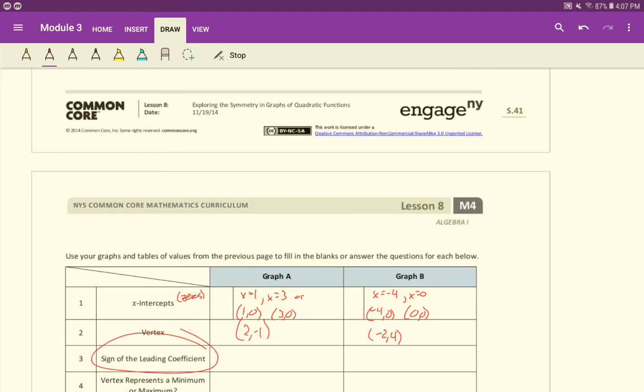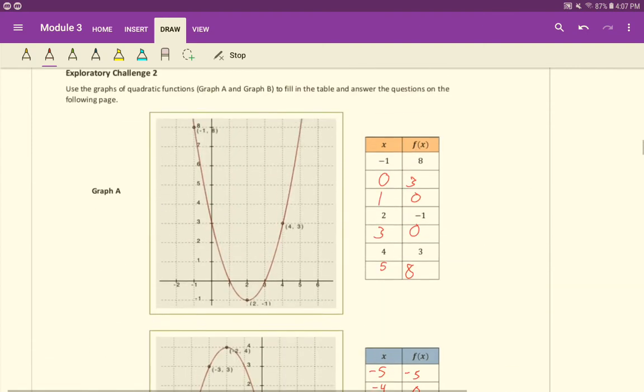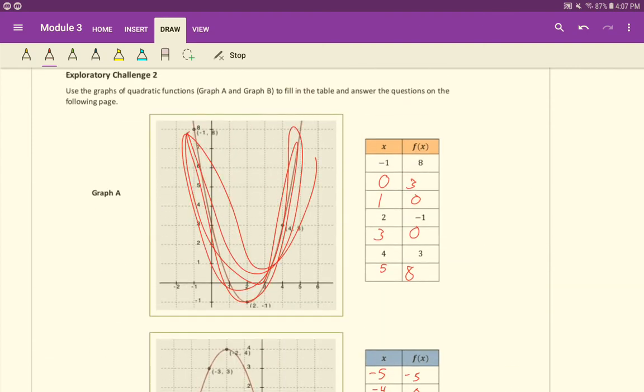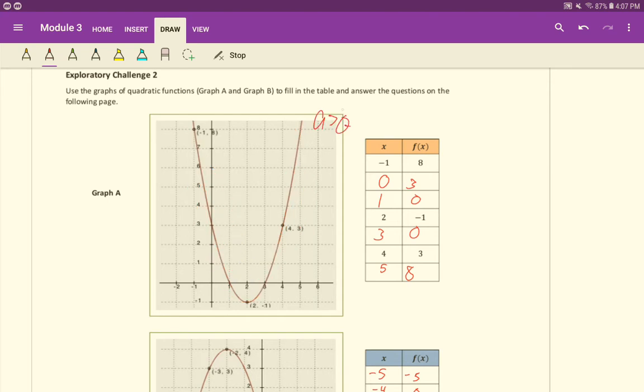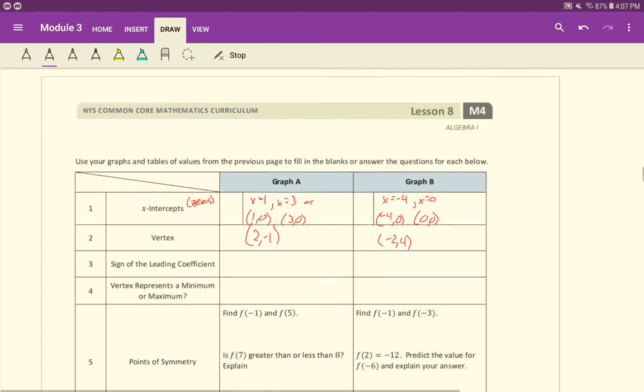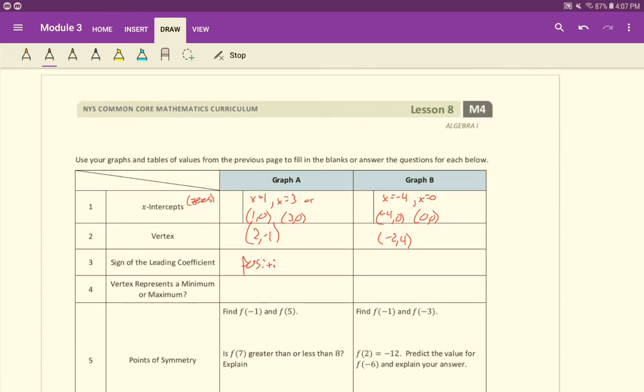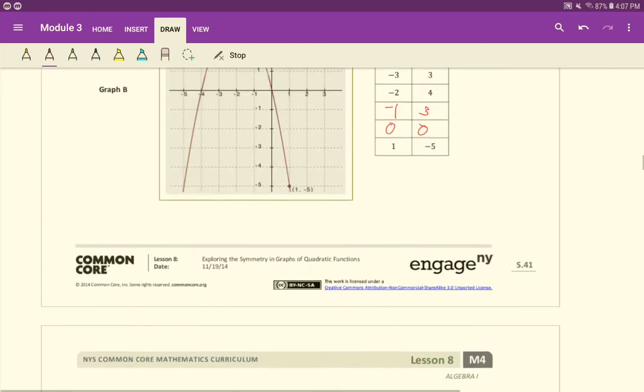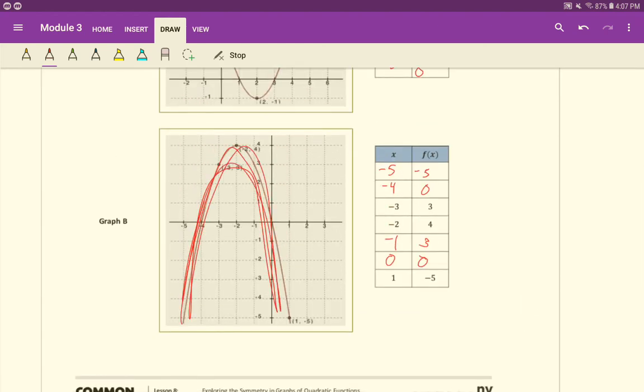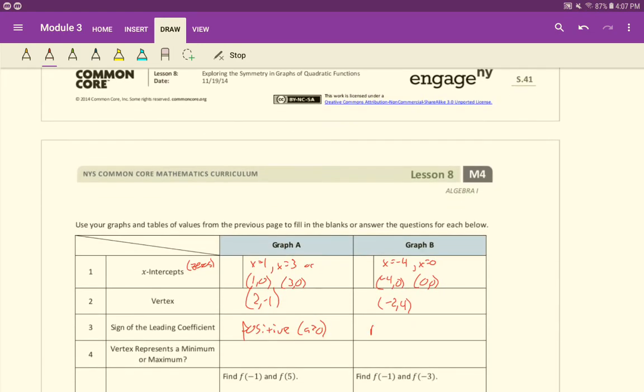Okay, sign of the leading coefficient. Well, we actually already talked about that. Since we have this characteristic U shape, it opens upward, that means our A is going to be greater than 0. So positive, in other words, because A is greater than 0. Positive A value. Then for the other one, we have the characteristic upside down U shape. So that would be A is less than 0. In other words, our lead coefficient will be negative.